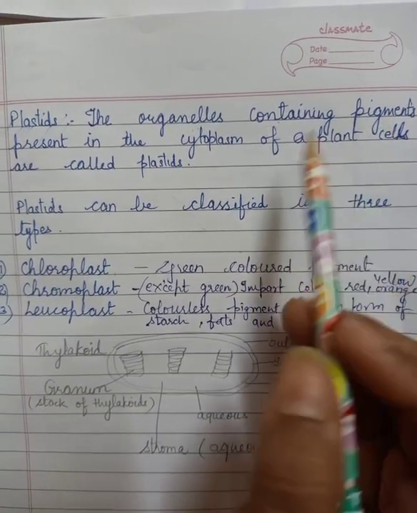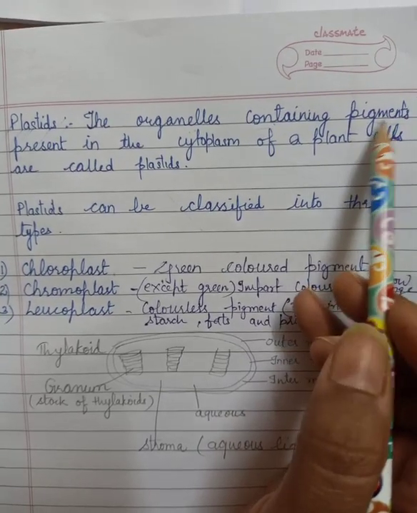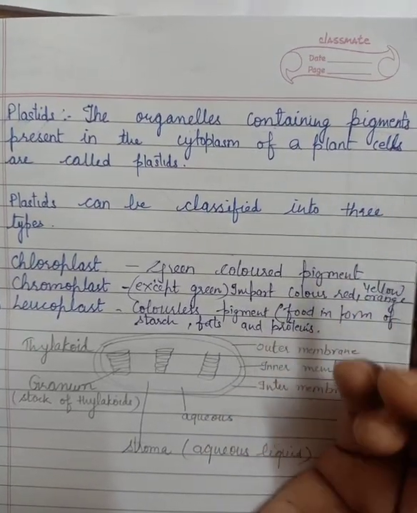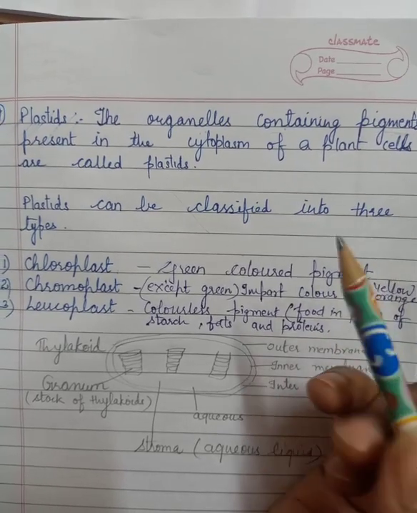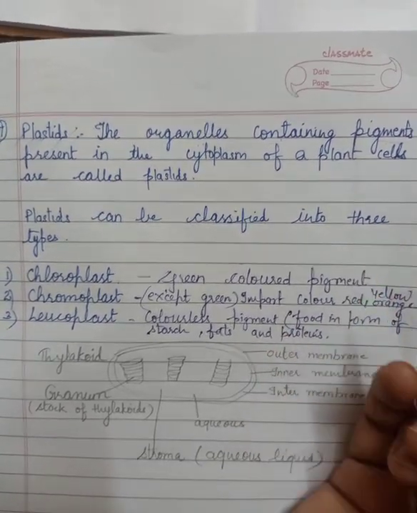They are present in the pigment just like chloroplast. Plants are green in color. The leaves of the plants are green in color. Why are the leaves of the plants green in color? Because they have the chlorophyll pigment.